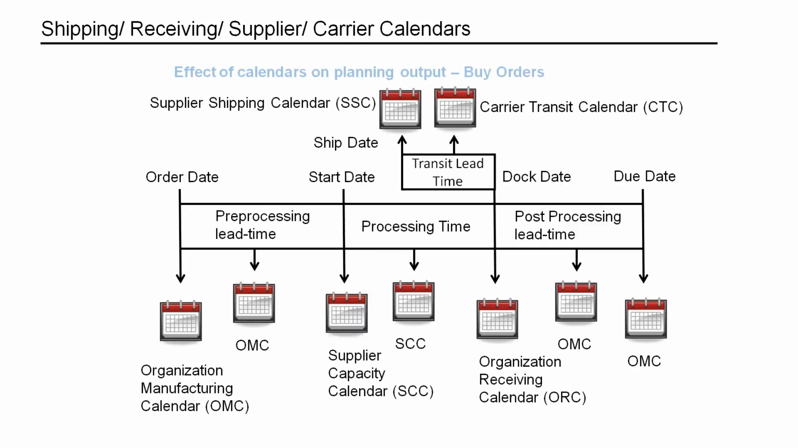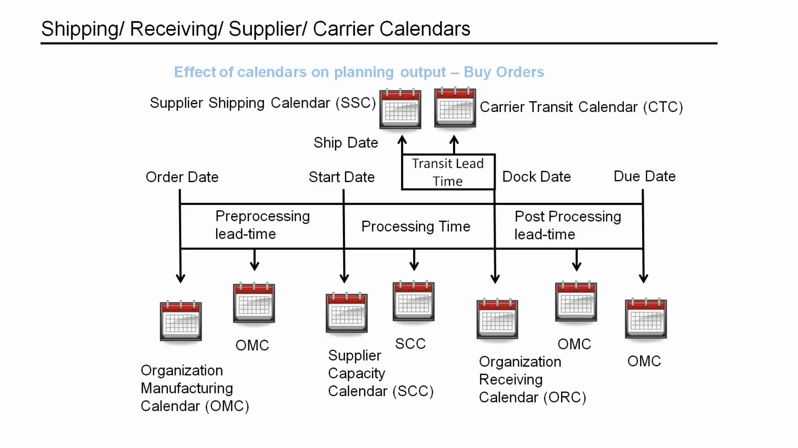So here it is a more complex situation. I do not want to make the example more complex. You can consider many lead times, and all these times will be related to one or the other calendar. For example, there might be an organization manufacturing calendar, a supplier capacity calendar, an organization receiving calendar. Based on the holidays specified in the calendar, the pre-processing lead time, processing lead time, post-processing lead time, the transit time, everything might vary, whatever holidays or working days you are setting up in the respective calendars.